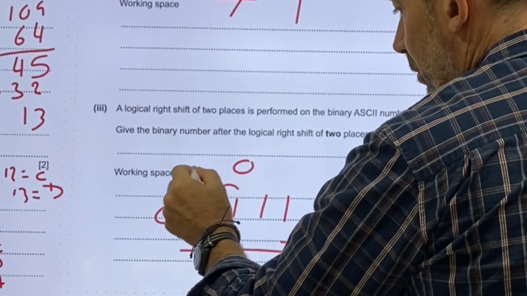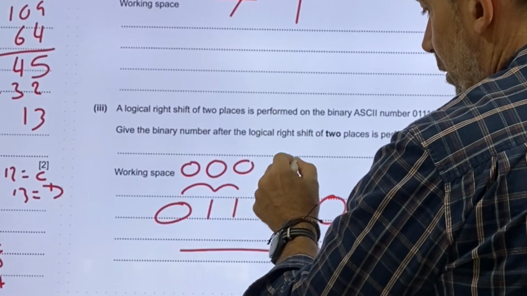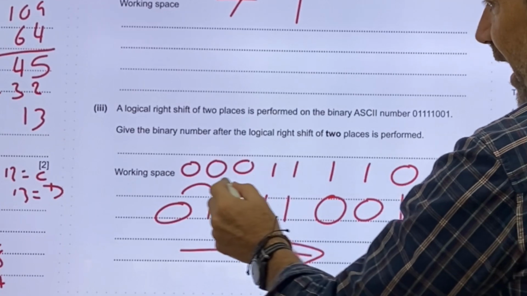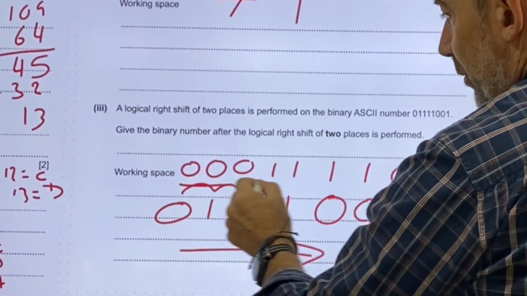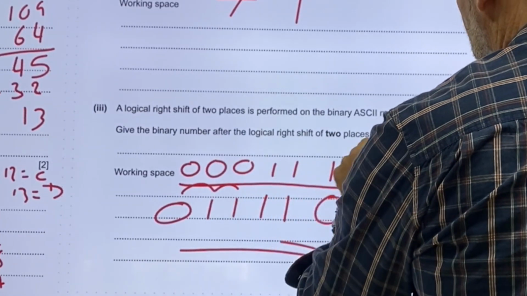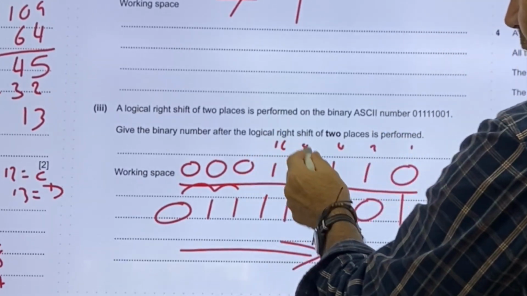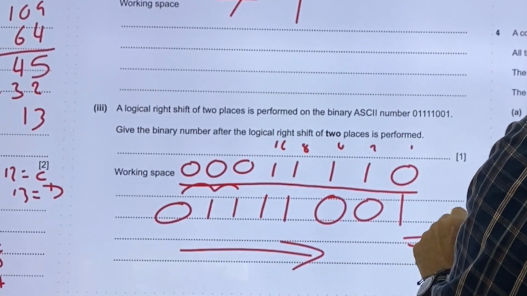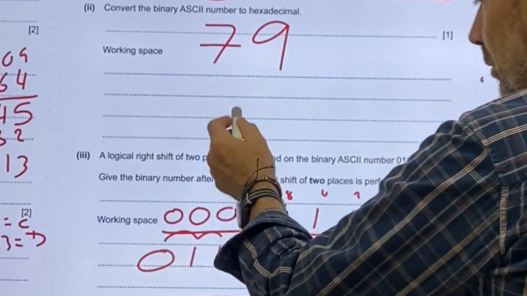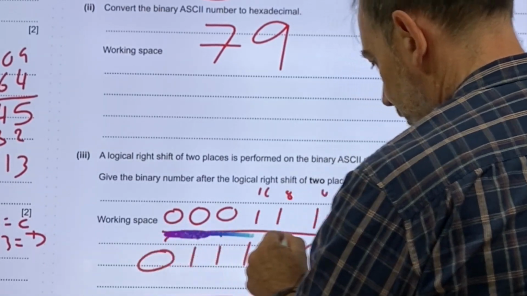So I'll fill these in with zeros. And then I've got 1, 2, 3, 4, and then that 0 becomes there. So that is my new number, which equals 1, 2, 4, 8, 16. 16 plus 4, 28, 30. Okay, so that is the answer. Yeah, that is my answer.